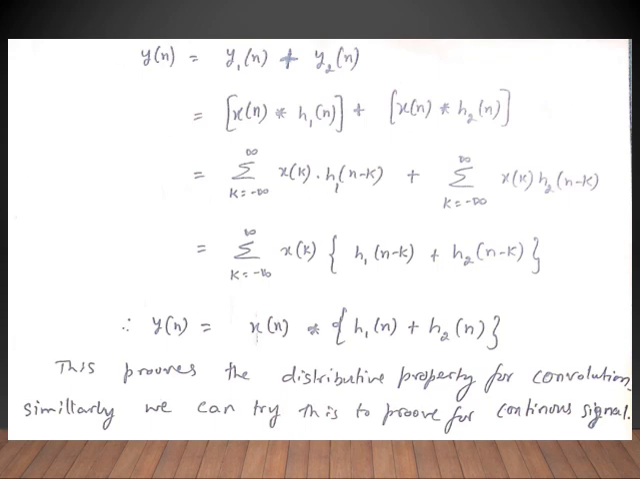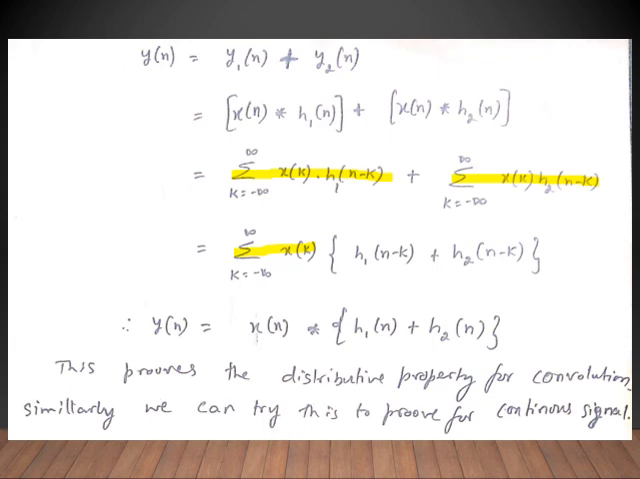If I expand this, the first term x of n and h1 of n is the summation k equal to minus infinity to infinity x of k into h1 of n minus k, and the second term, x of n convolved with h2 of n, I can represent by the convolution sum as summation k equal to minus infinity to infinity x of k into h2 of n minus k. Now I club these together: the summation and x of k are common, so I take them outside. So summation k equal to minus infinity to infinity x of k, then within the bracket I can write h1 of n minus k plus h2 of n minus k.